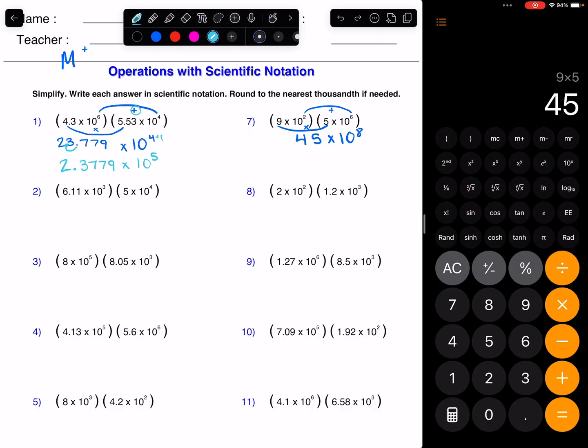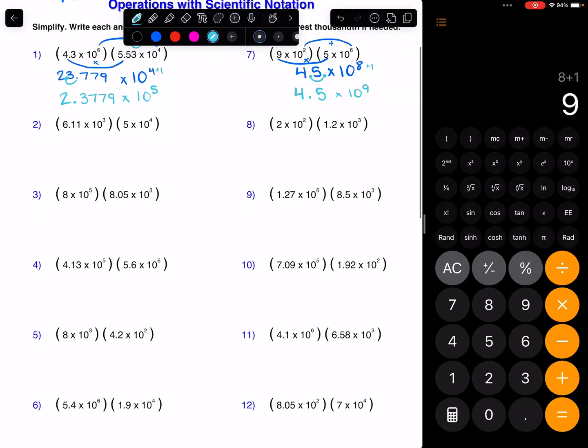First, I have to figure out where my decimal point is because I do not see one. So I say my decimal is going to be right back there. I'm going to move it to be between the 4 and the 5. So 4.5. And I moved 1 spot, so I'm going to add 1 here. So times 10 and 8 plus 1 is 9. So 10 to the 9. All right, let's do 2 more. I'm going to do the next 2 with you, and then you can finish the rest.